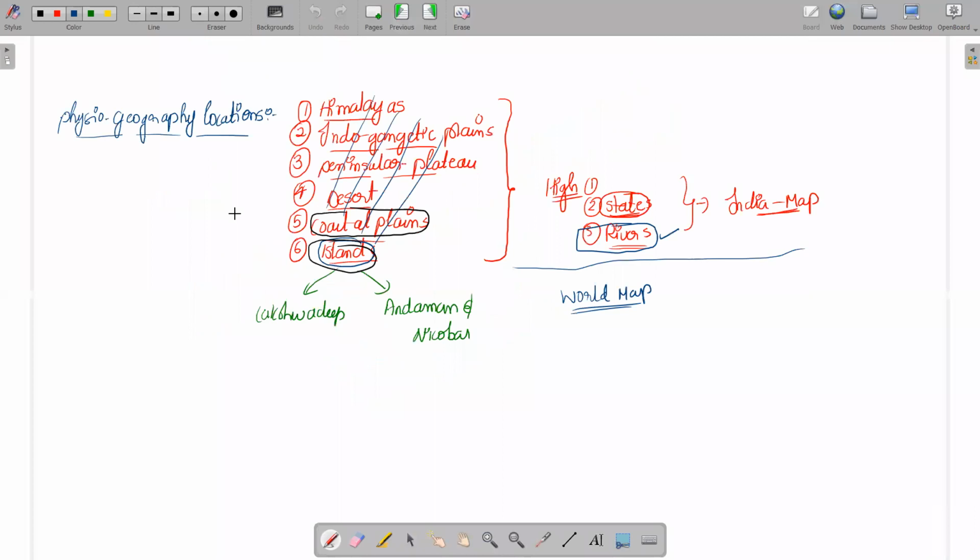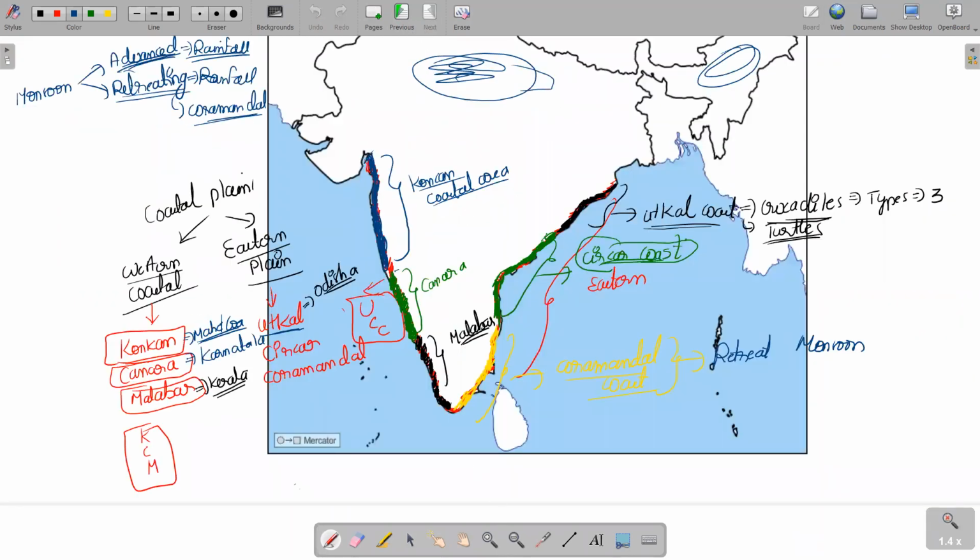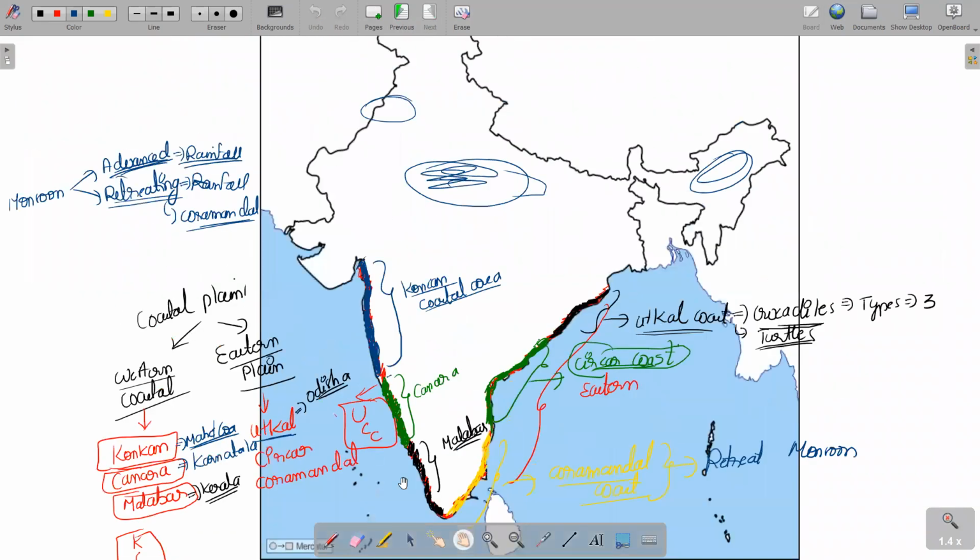What we completed is your islands. Just remember Lakshadweep and Andaman, and then you have coastal plains. Coastal plains is also completed. The third one from the bottom is the desert. Deadly easy. Definitely he will ask you the desert, definitely.